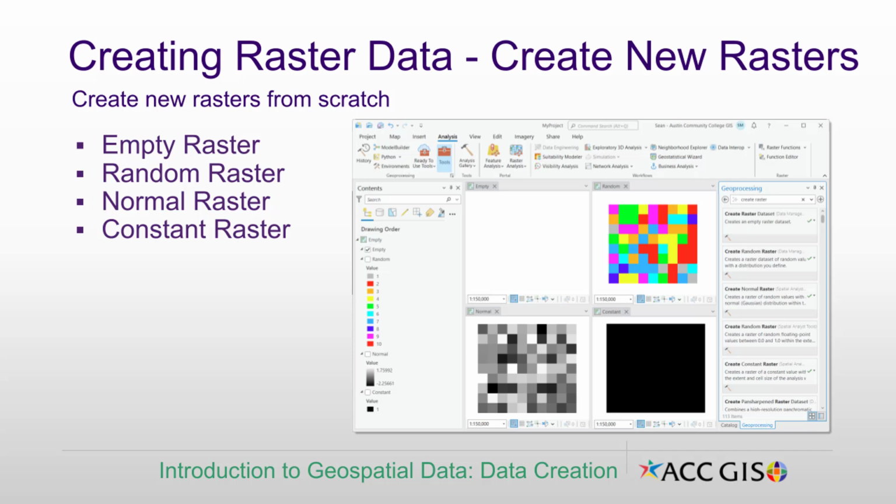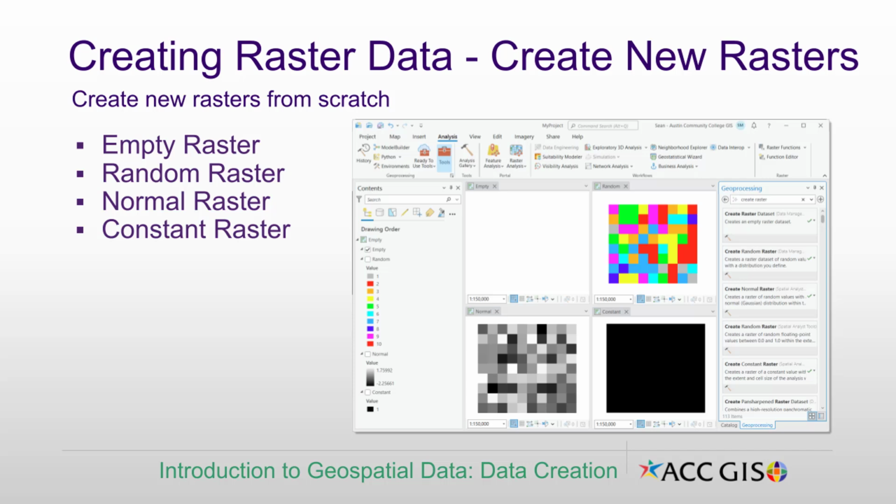You can use create random raster to create a raster where, again, you're setting the extent, the cell size, and the coordinate system, but you're also setting, for example, the minimum and maximum values, and then allowing the geoprocess to assign the values to the cells randomly. So in this case right here, in my random raster, I used 1 for my minimum value and 10 for my maximum value, and then created my random raster, and the geoprocess assigned the values.